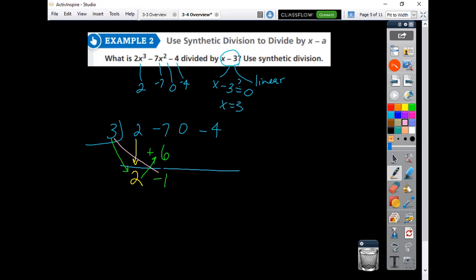Then you do it again. Multiply these two, put it up under the next number, and then add straight down. One more time and we'll be done. Multiply these two, get that off from there, and add straight down. All right, this number on the end is your remainder.